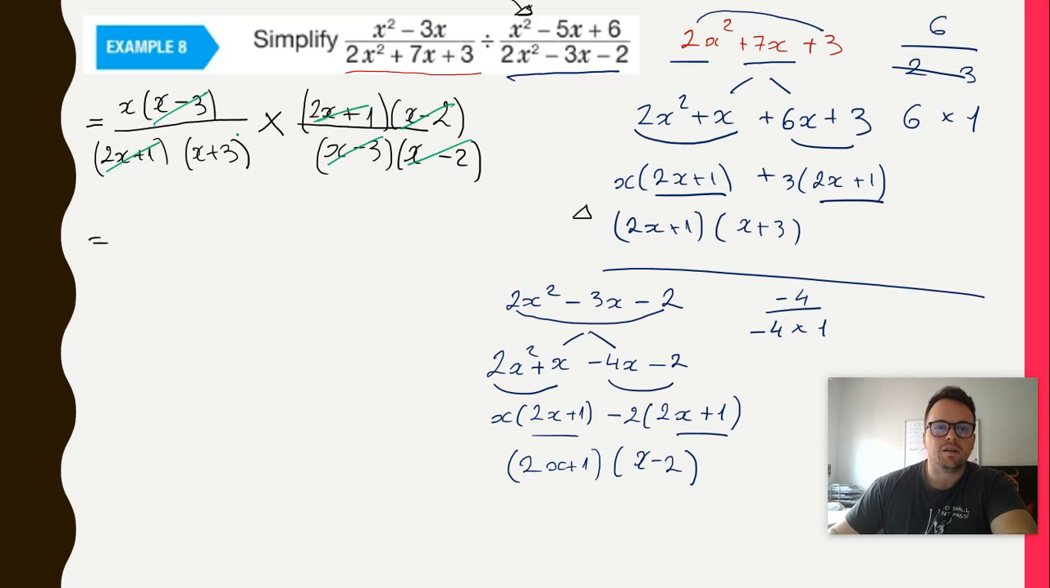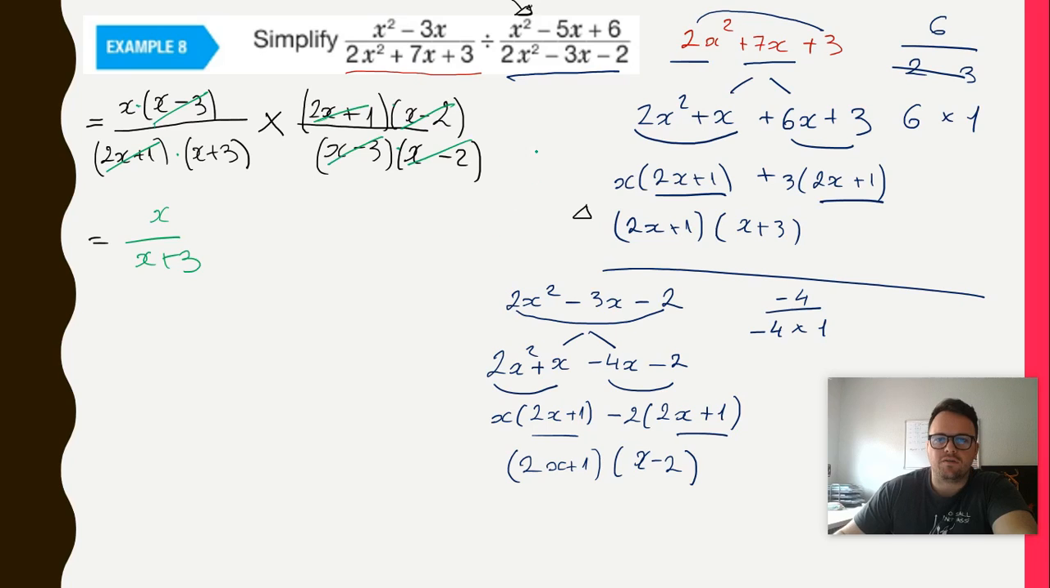There we go. Remember, we can only cancel these brackets out, these factors, because everything is written as a product. We only have multiplication between our terms. So for example, I can't cancel out this x here with that one. My final answer is just x over x plus 3. Okay.